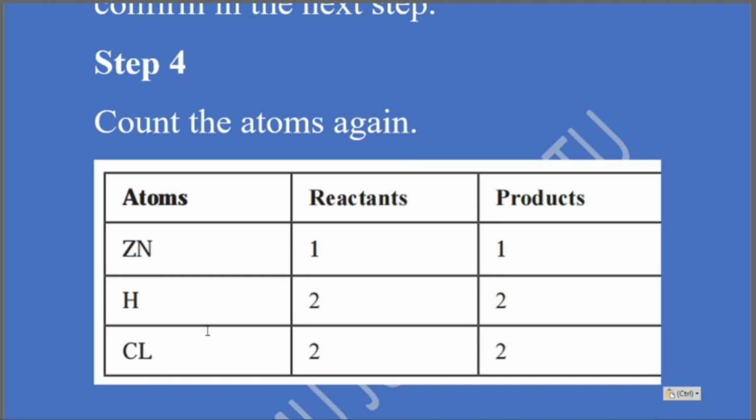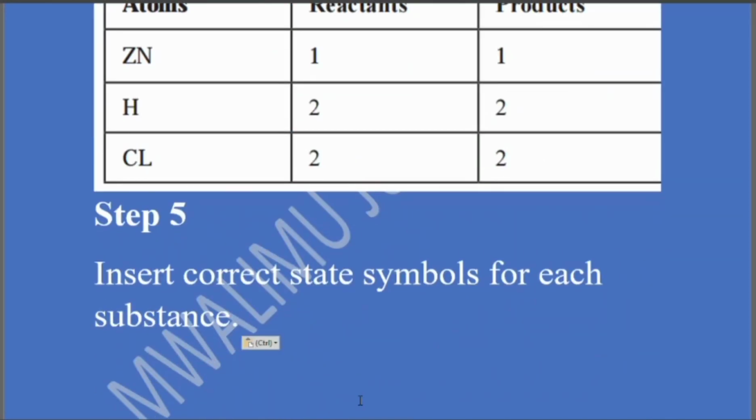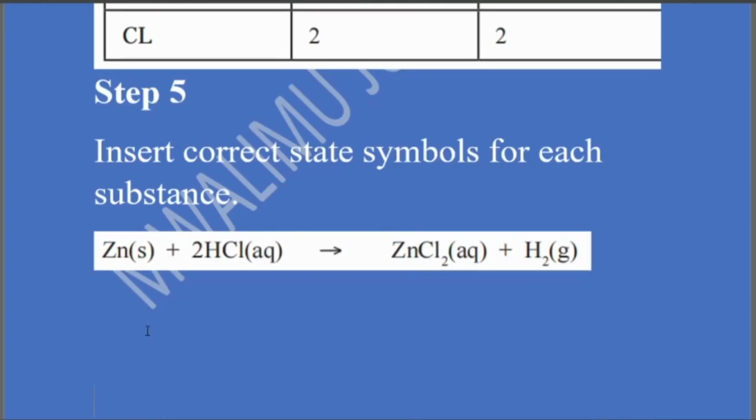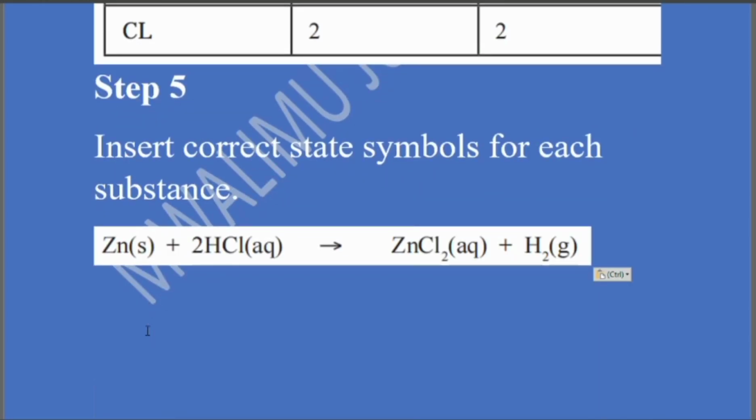Now the last step, which is step 5, we insert the correct state symbol for each substance. Remember, we said that even if the entire equation is well written, without the state symbols, we term it to be incomplete. Now step 5, we are saying that we insert the correct state symbol for each substance.